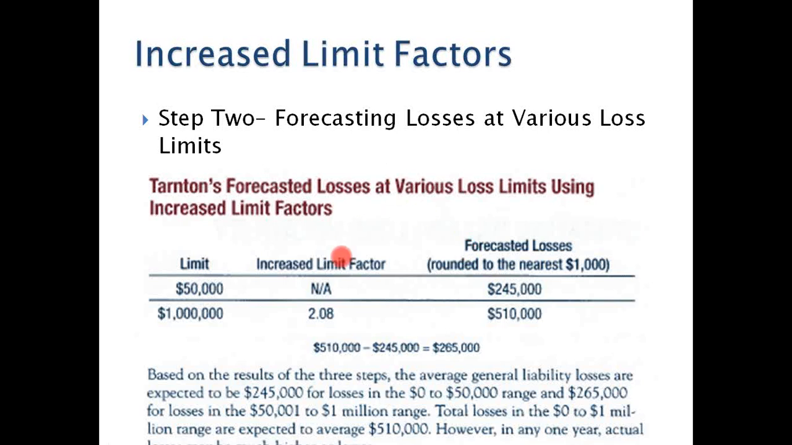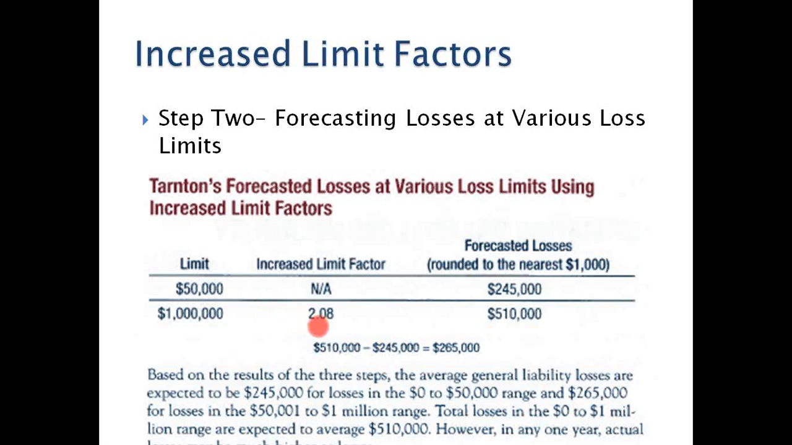So how does this work out? If you remember our past losses, we said $70 million or $75 million in sales. We come up with $245,000 in expected losses. That's what our projection is under the $50,000 limit.